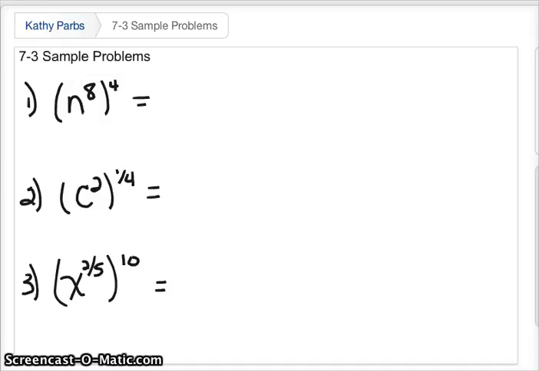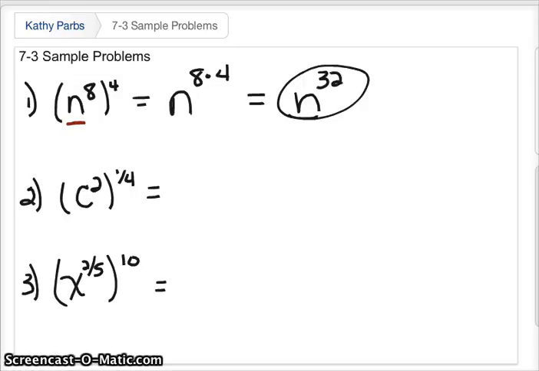Okay, these are sample problems over section 7.3, which is a power raised to a power. Notice in this first problem we have one base, which is n, and it's raised to two exponents, 8 and 4. The previous problems, each one of these exponents would have had their own base, and we would have added. But in these problems, because we have one base raised to two powers, we're going to multiply instead of adding. So 8 times 4 is 32, so our answer would be n to the 32.